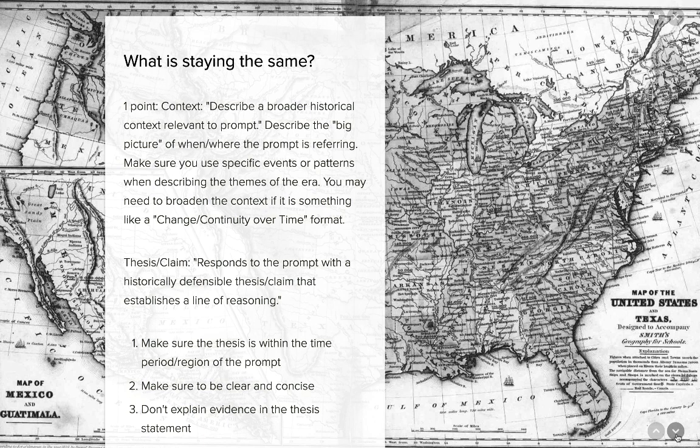You may need to broaden the context if it is something like a change or continuity over time format. Okay, but you want to make sure that you're working in the general area in which the prompt is talking about, whether it's Euro, US, or world. You might need to do stuff a little bit before or after the prompt, especially if it is a change over time prompt, when establishing the scene. And remember the idea of context, you really want to give a basis of what you're writing about. You want to give the reader an idea that you know what this time period is and what the big themes were that were going on.